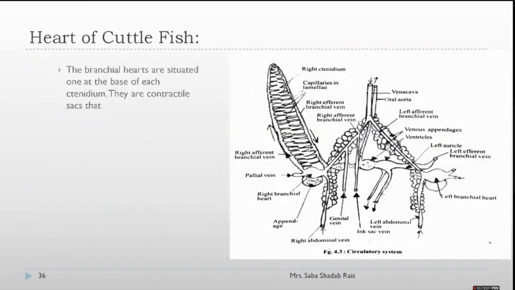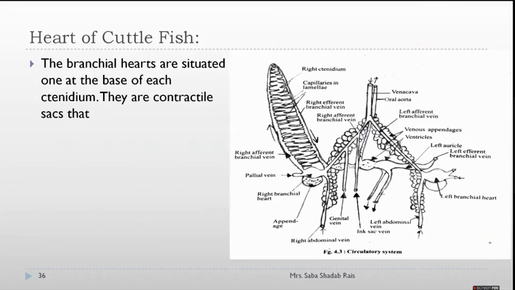Let us discuss the branchial heart. When we talk about the branchial heart, you can see these are the two hearts. Actually, the branchial heart is nothing but a modification of your vena cava. All right, so they are present at the base. Now we all know very well about this structure.